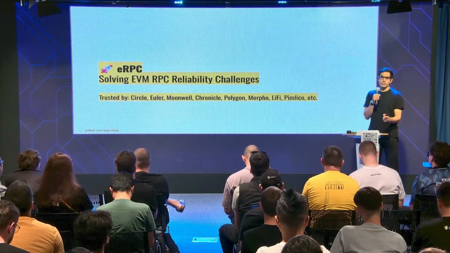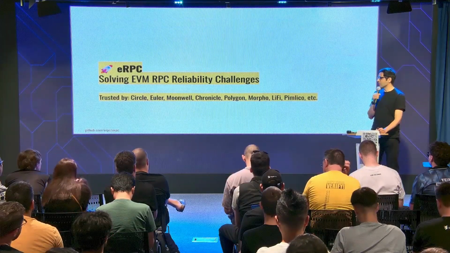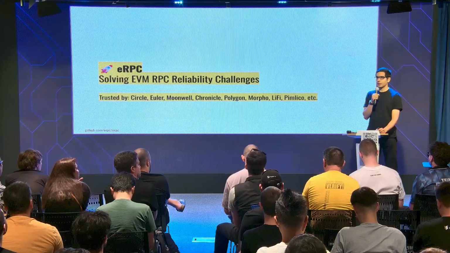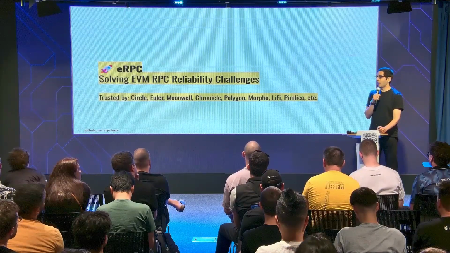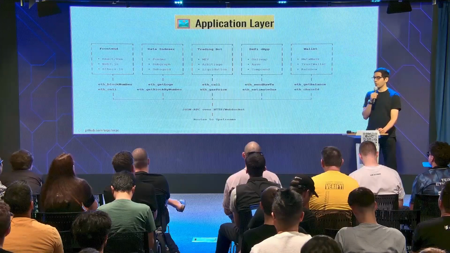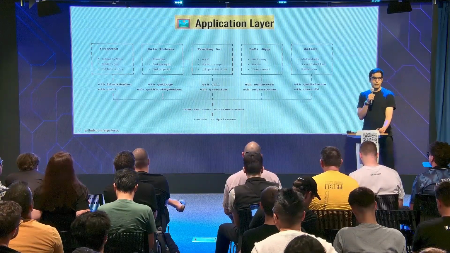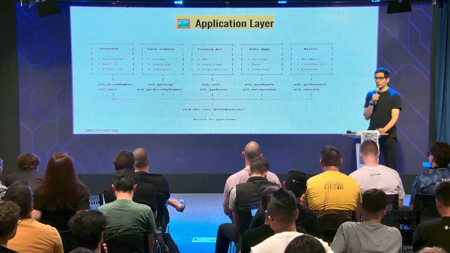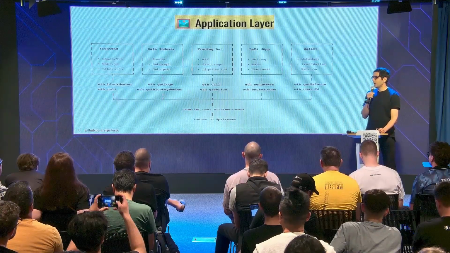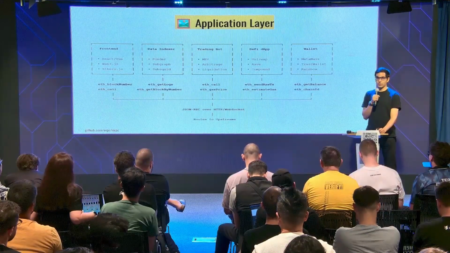The main topic of this talk is solving EVM RPC reliability issues. But it's important to take a step back and understand, in a really simplified way, what the EVM RPC stack looks like and what the common failure points are. For any Web3 team that wants to start building something on blockchain, even a small team or a big team, there's a really important caveat compared to the Web2 world.